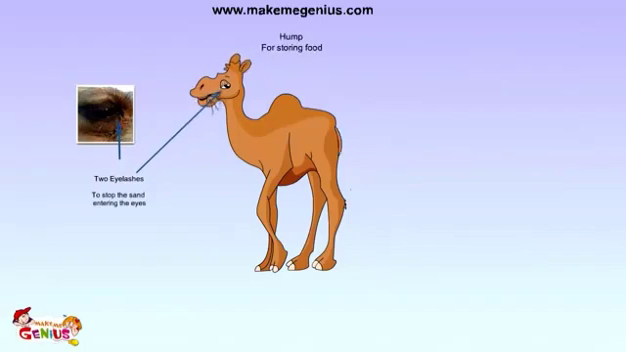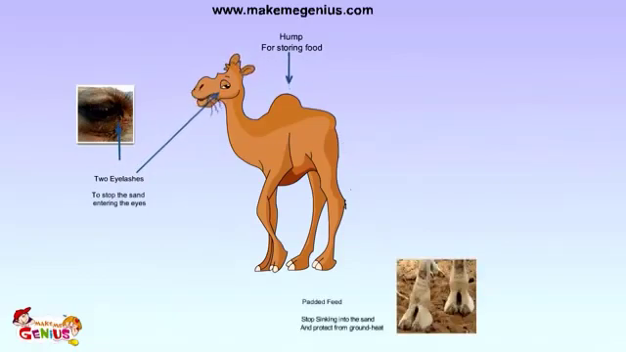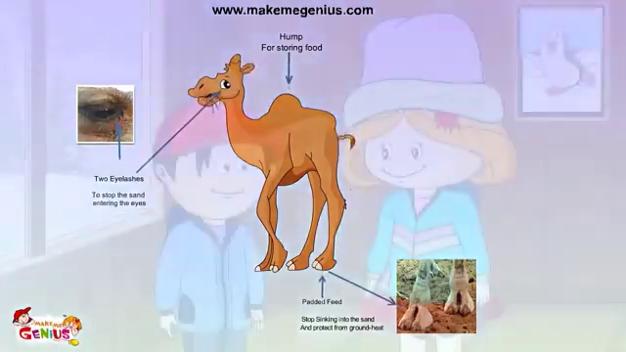They have big humps. These humps store a lot of fat. This fat can be converted as a source of energy when food and water is not available for days. Even their feet look different. Yes, you are right. Camels have special type of feet. These feet help them to walk in sand easily, and also they protect them from the heat of the sand.